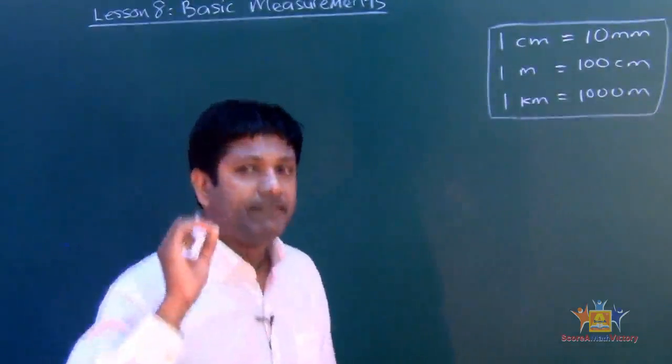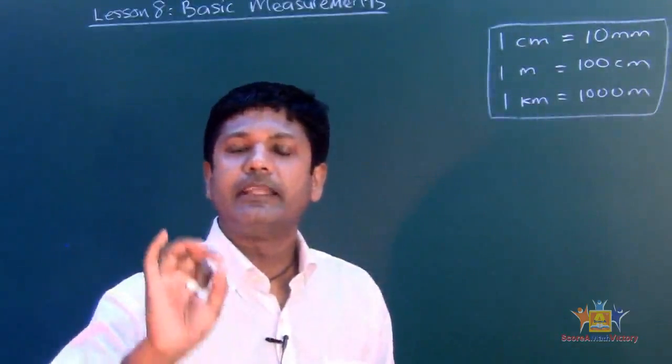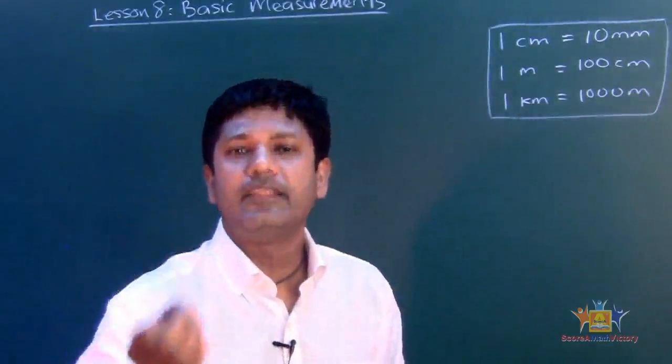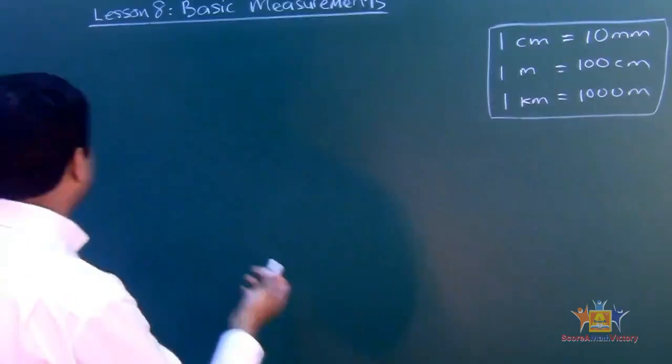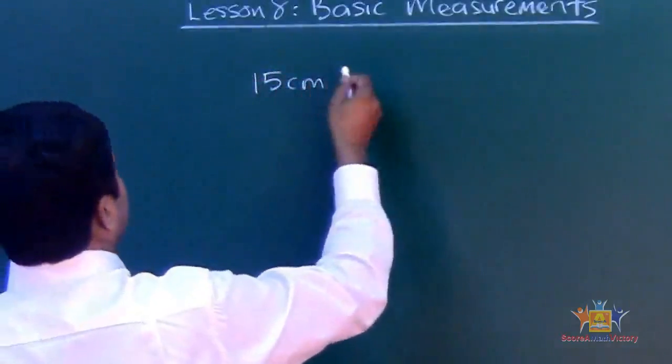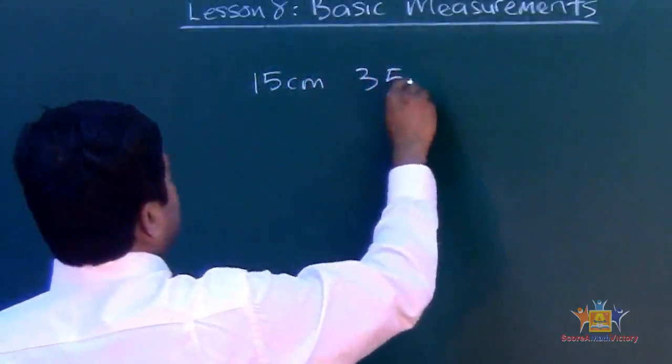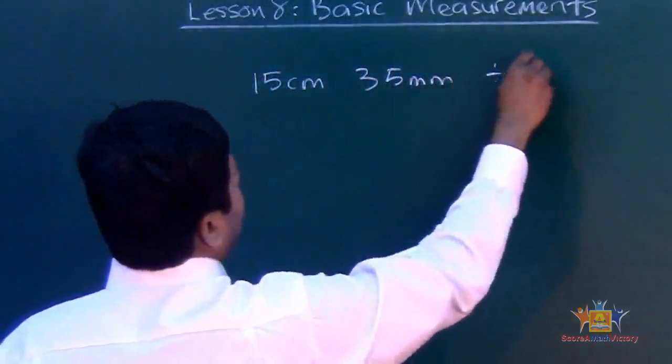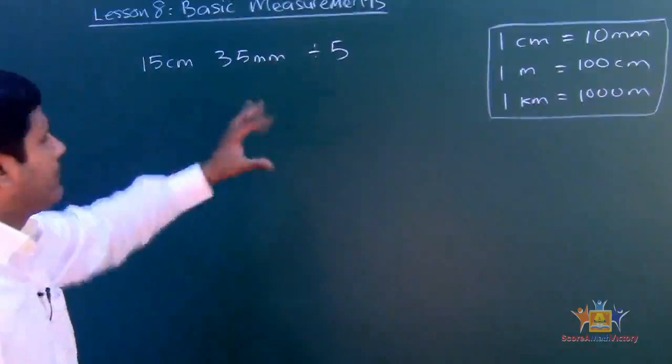Now with division, you divide the big unit first and then the small unit. What do I mean by that? Let's say, for example, if Mr. Mac gives you 15 centimeters and then 35 millimeters, and I'm dividing it by 5. Okay, I'm dividing by 5.